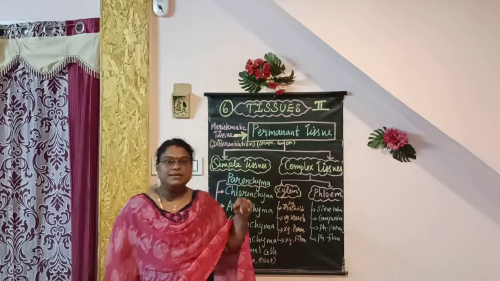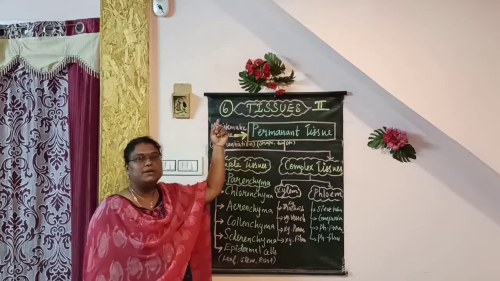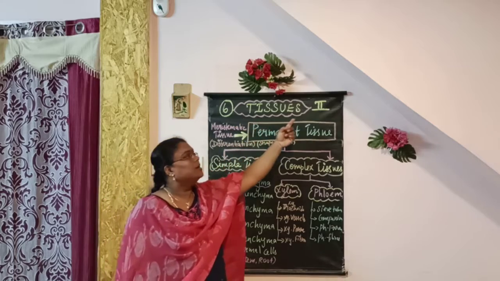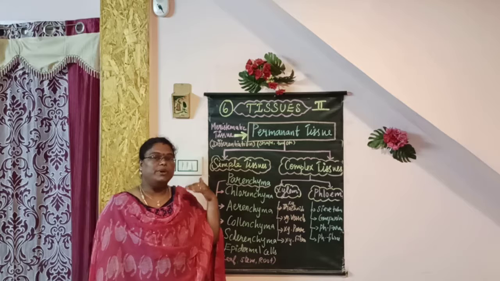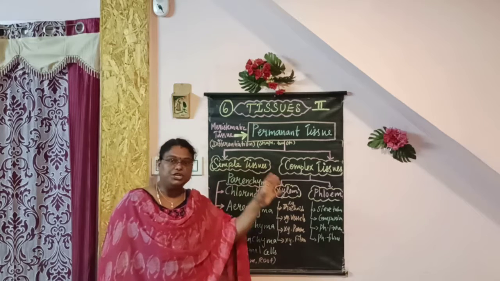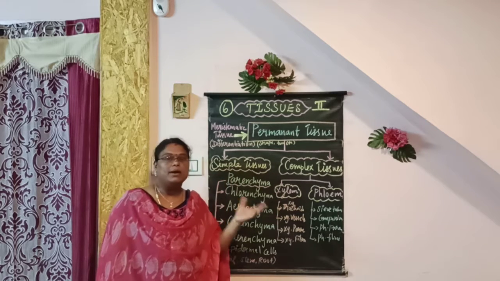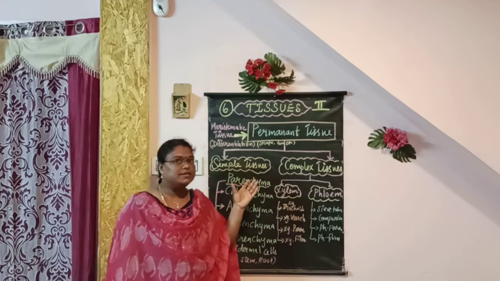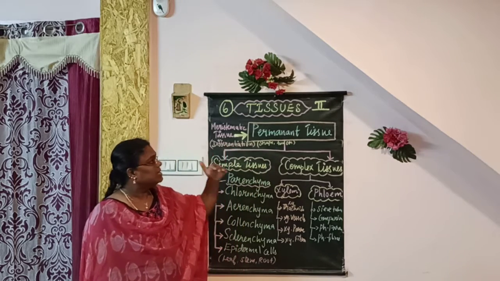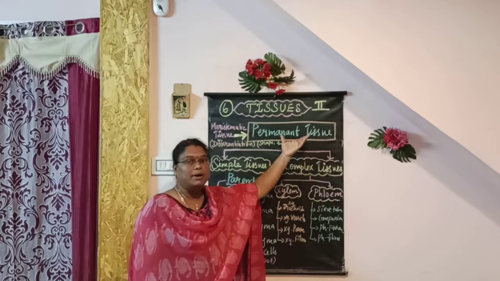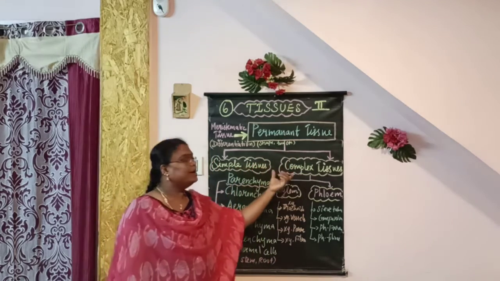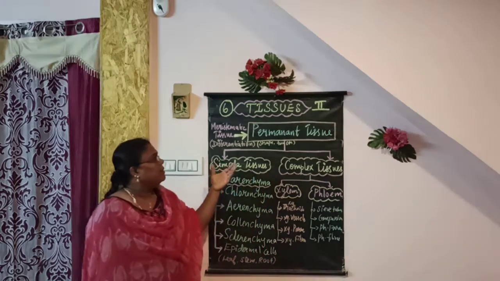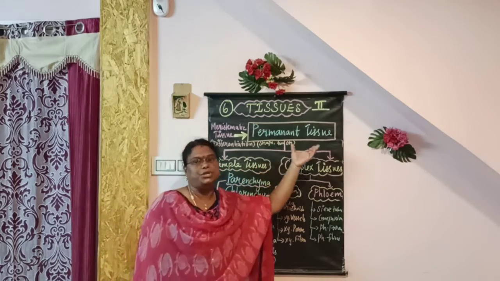Students, in this video we are going to see chapter 6, tissues, part 2. In part 1 we discussed what tissues are, division of labor and plant tissues. In this part we are going to see what permanent tissues are and their types, simple tissue and complex tissue.